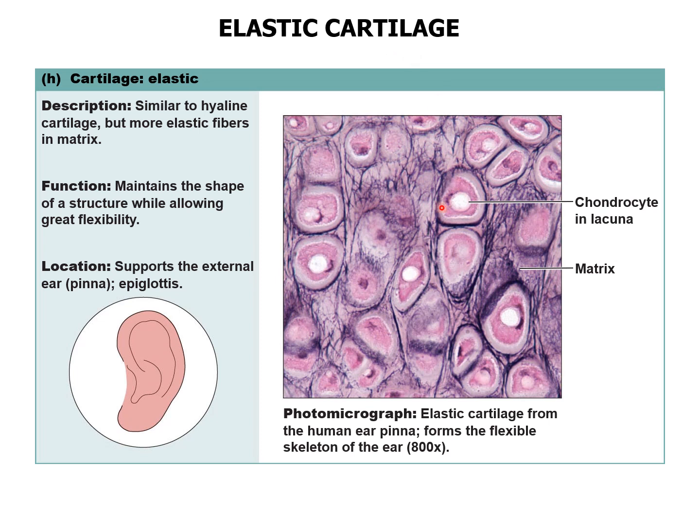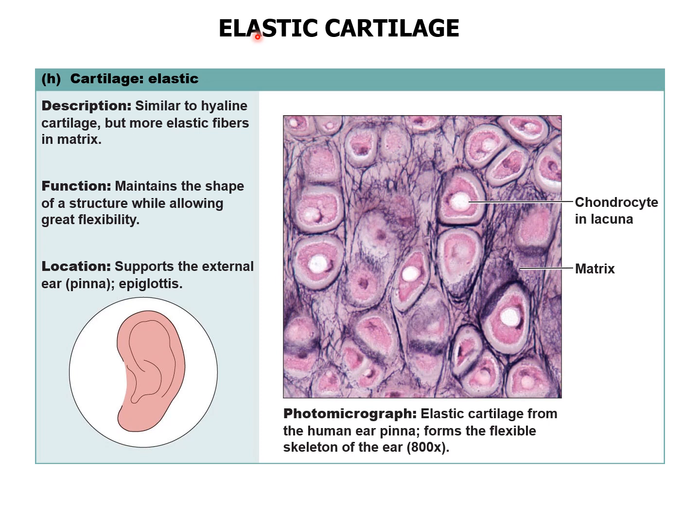Elastic cartilage looks a little different. You can see the chondrocytes in their lacuna, but in the matrix it doesn't look glossy like hyaline cartilage did. We have these dark fibers which are elastic fibers. Now it's important to note the difference.